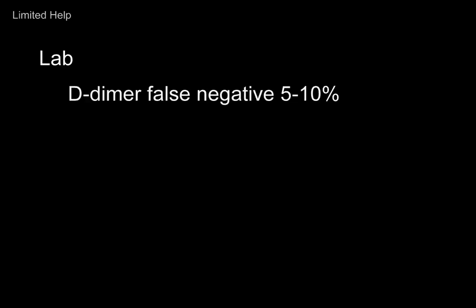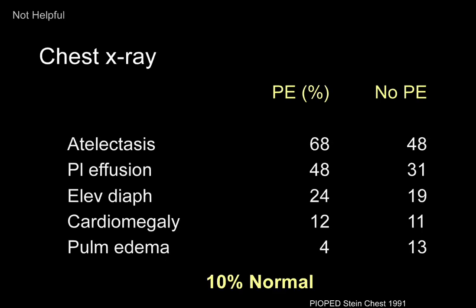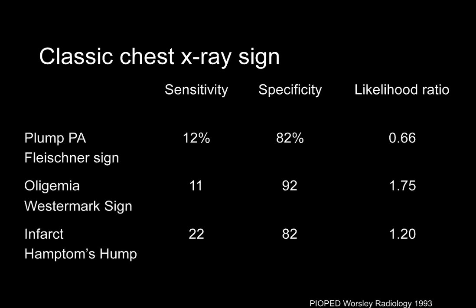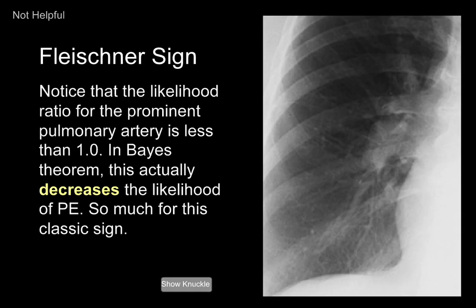Numerous lab tests have come and gone. The most recent candidate lacks the sensitivity to diagnose PE. Chest X-ray is also unreliable. In fact, 10% are normal. Classic chest X-ray signs are infrequent. In fact, the Fleischner sign of the enlarged pulmonary artery actually decreases the probability of PE.